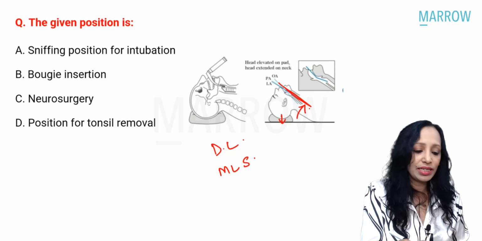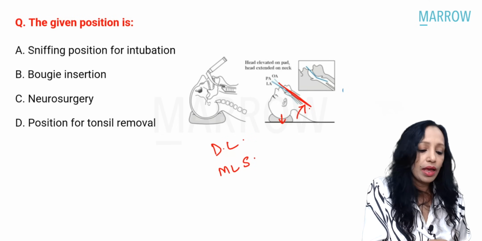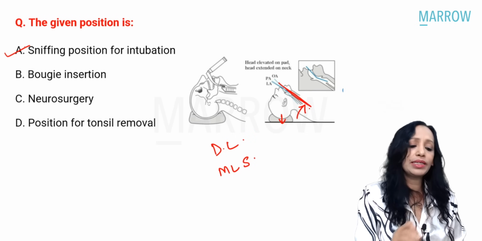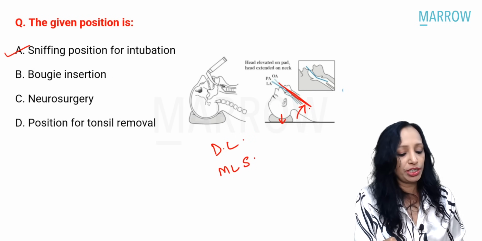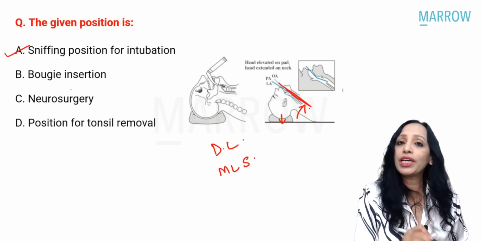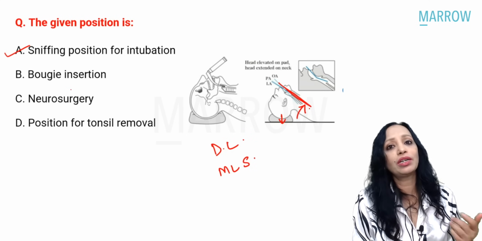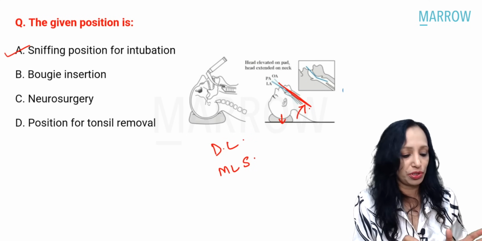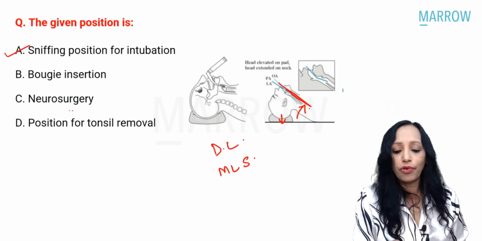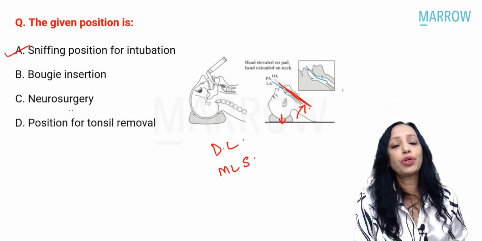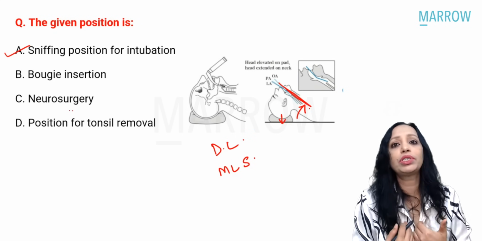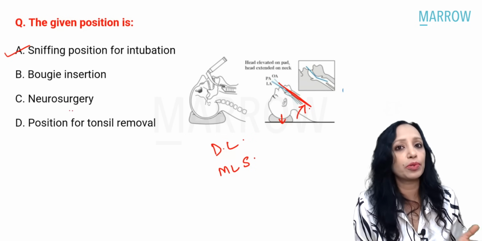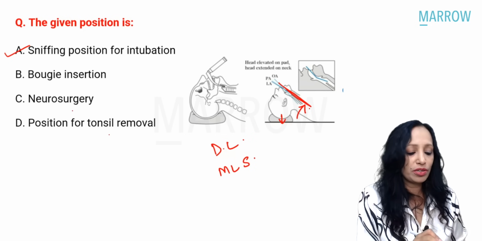So let us see the choices. The sniffing position for intubation. Yes, this is the sniffing position for intubation. Bougie insertion. For bougie insertion, we can just insert it in the supine position also. We do not need this position. Neurosurgery. For neurosurgery, we do not need to align the oral cavity and the larynx. So why will this position? No. Position for tonsil removal.